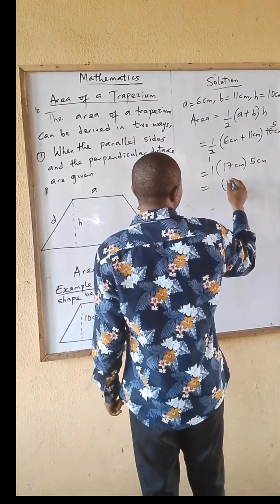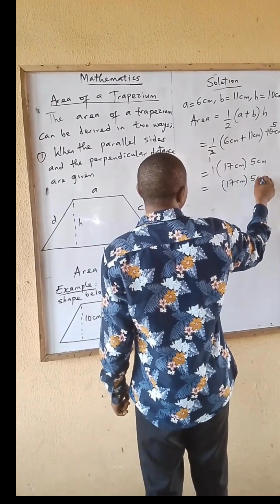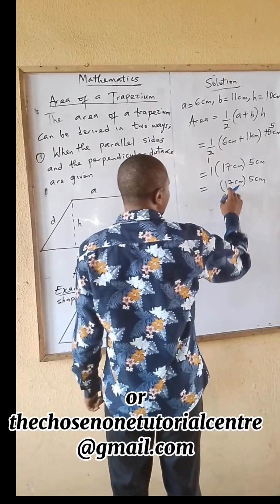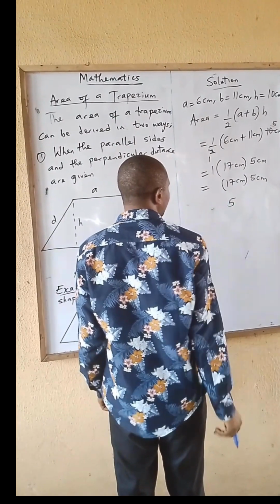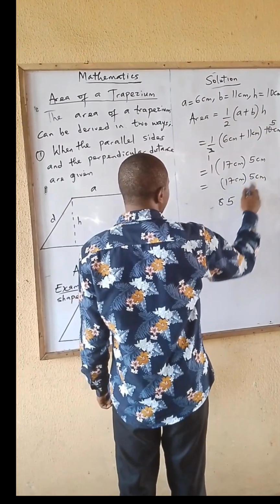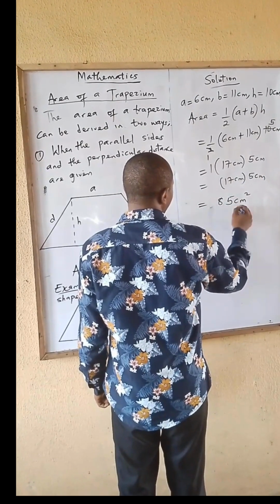Then we are going to have 17 centimeters in bracket of 5 centimeters, because 1 multiplied by 17 will still be 17. 5 times 7, that will be 35. We keep 3. 5 times 1, that will be 5, plus 3, that will be 8. So 85 centimeters squared.